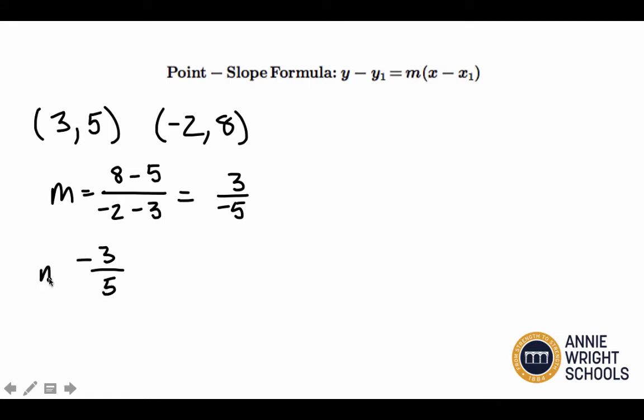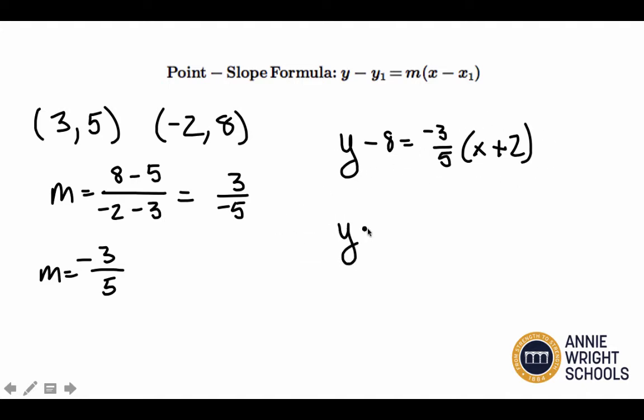Now we have the slope and we have a point. And it doesn't matter which point you use. You write the equation of a line now by saying y minus 8 equals -3/5 times x minus negative 2, which is x plus 2. And I love this question because now you're done. You got to find the slope, which is something we practiced before, and then you just plug the numbers in.